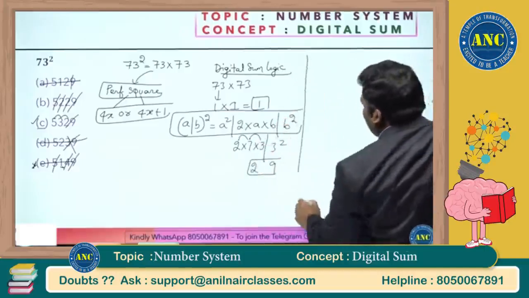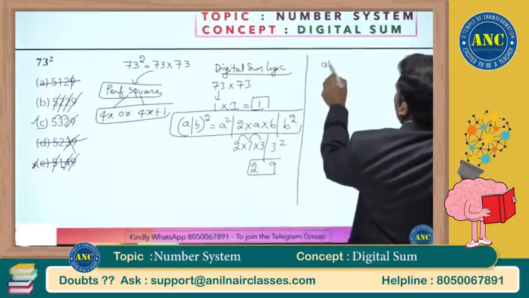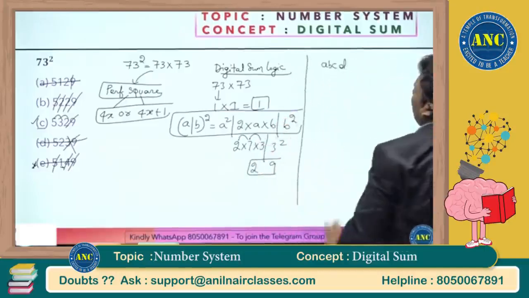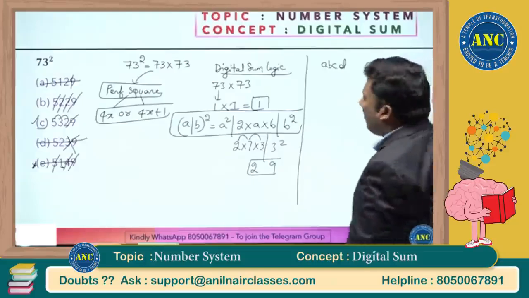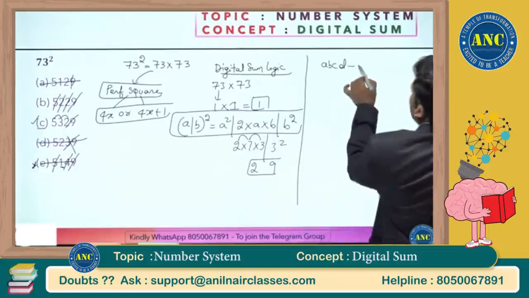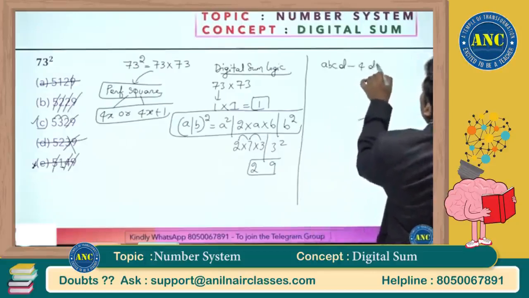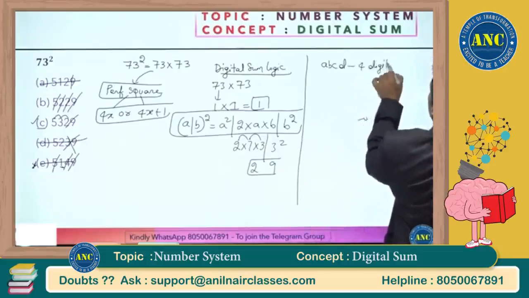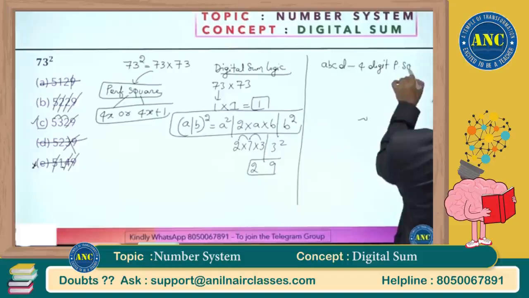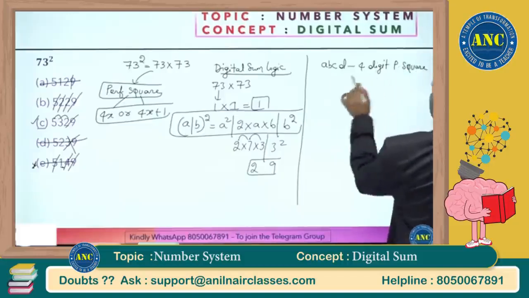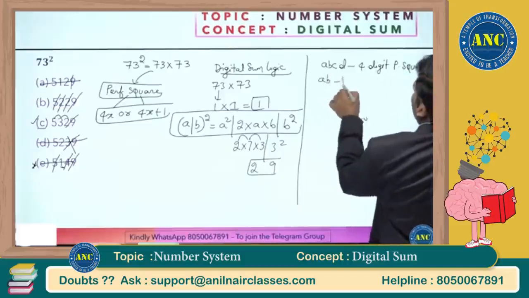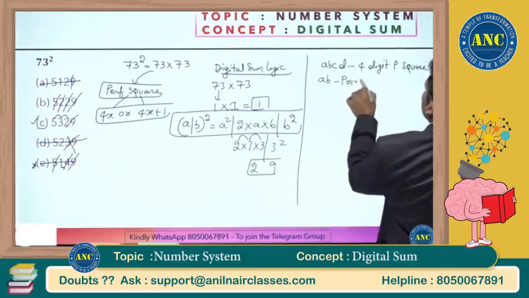Now, there is a CAT level question which I will probably discuss in perfect squares. ABCD is a 4-digit perfect square. AB is a prime number, the first 2 digits form a prime number.